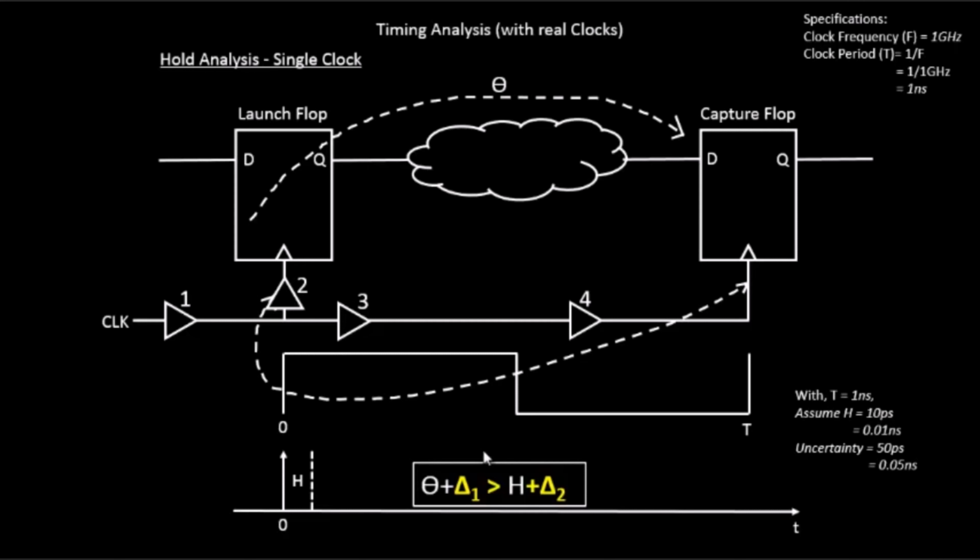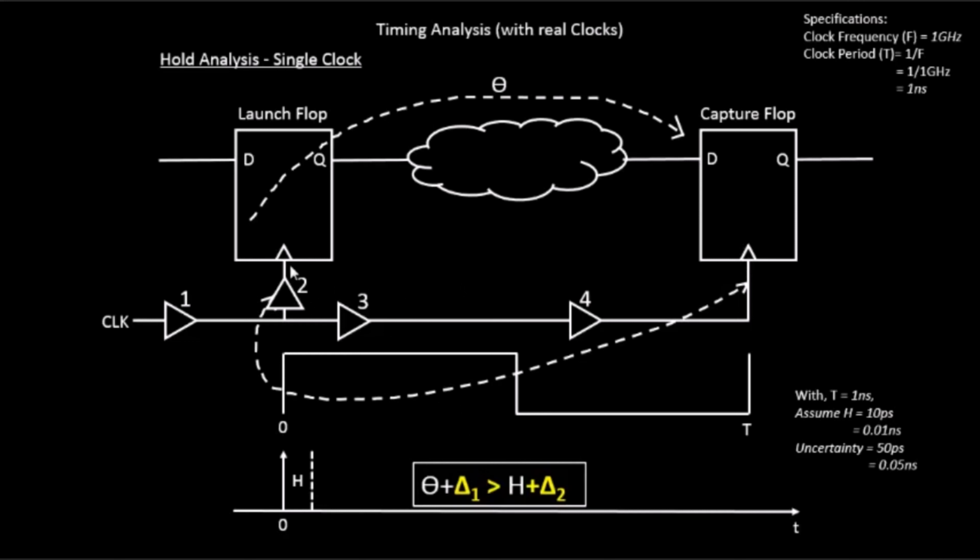Hello everyone. In the last video we came up with an equation for the whole timing analysis. So let us try to look into each and every parameter of this particular equation in some detail. So delta 1 was the launch flop clock network delay. Delta 2 is the capture flop clock network delay. So what does that mean?